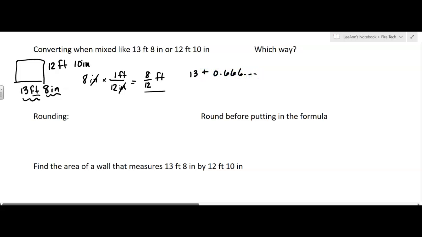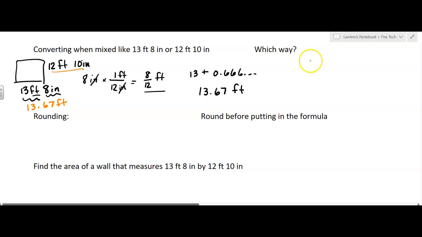But we're only going to go to 2 decimal places. So we're going to get 13.67 feet. So that's going to be what we will use for this length or width, 13.67 feet. Okay? Now, how did I do that with the rounding? I'll explain that in a minute. Okay, let's do the other one, the 12, 10.